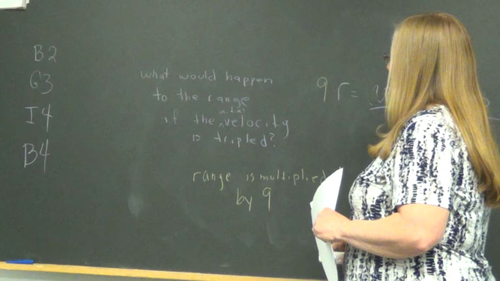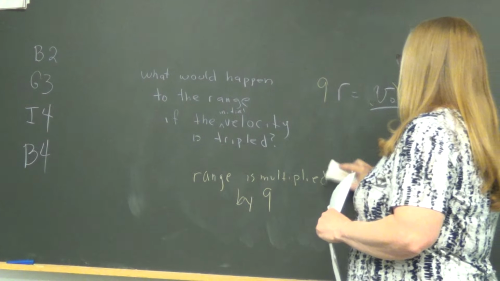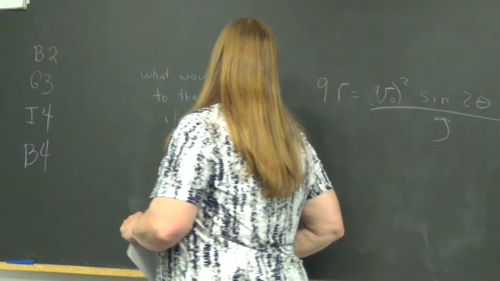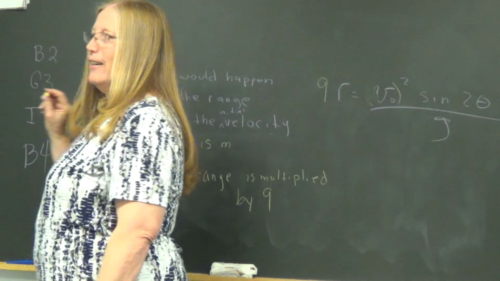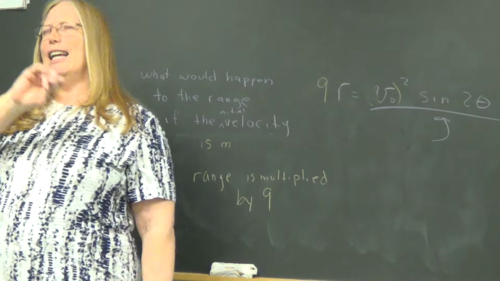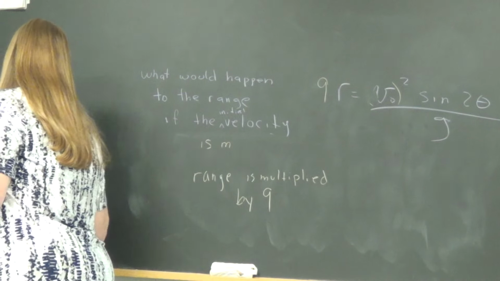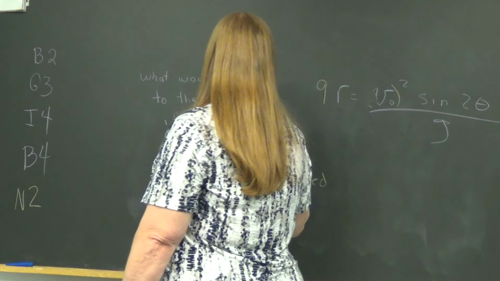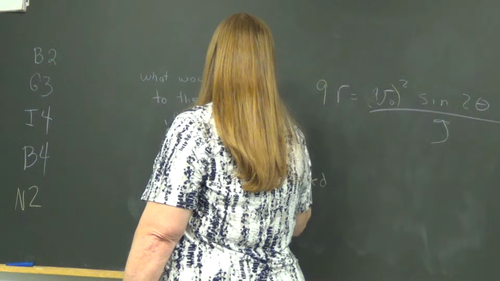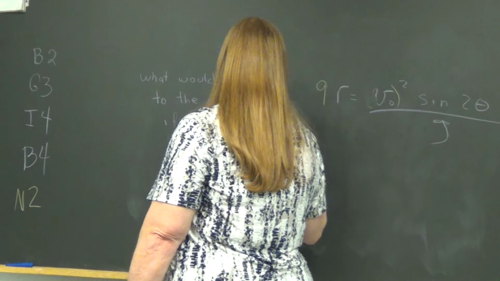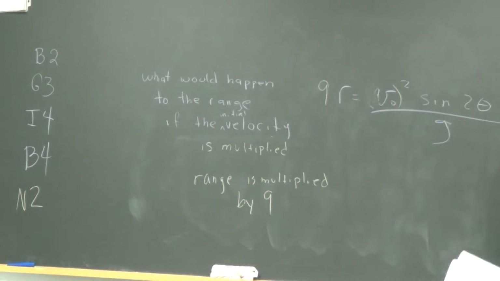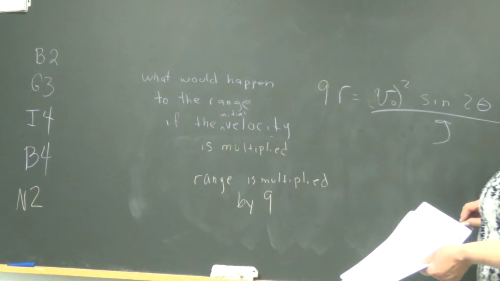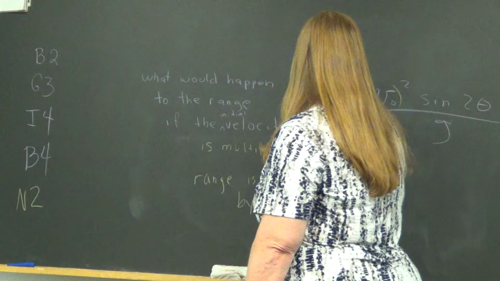What would happen to the range if the initial velocity is... You never gave them a... Oh yes, I'm thinking. All right, we will do N2. Miss Powell, do you want those numbers on the left side? No, that's okay. What would happen to the range if the initial velocity is multiplied by 15?